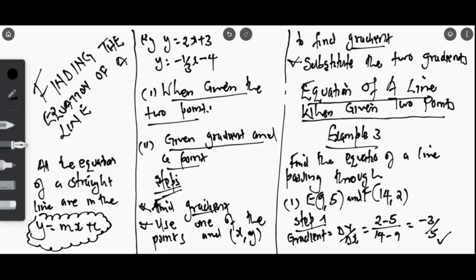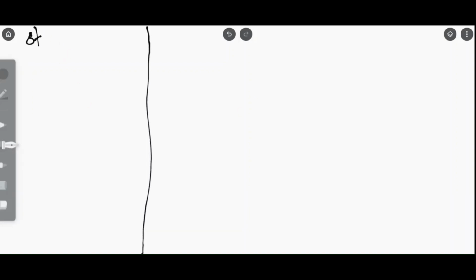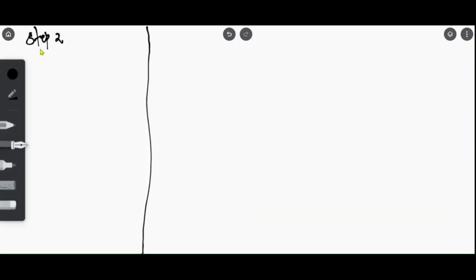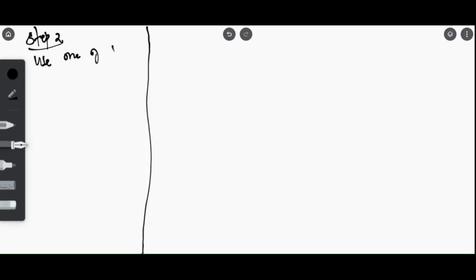it is to use one of the points. So I'll come and open a new page here. Step 2, we want to use one of the points. So you have that. Step 2, use one of the points and x, y to find gradient.